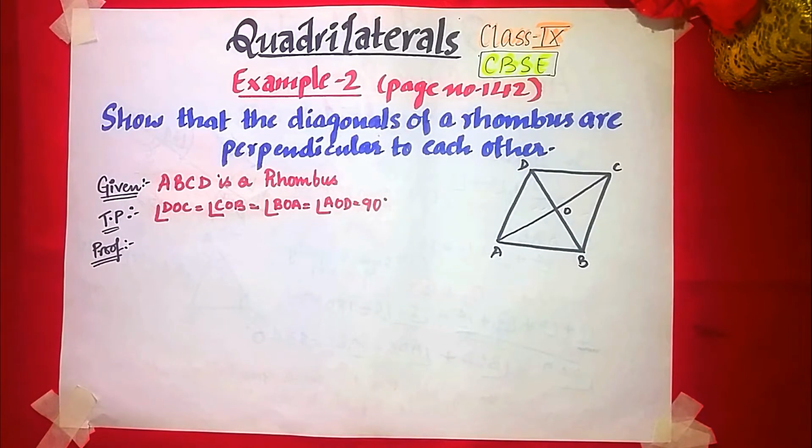Okay, so let's get started with the problem. Show that the diagonals of a rhombus are perpendicular to each other.